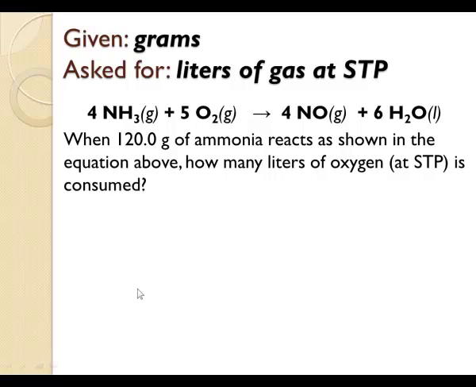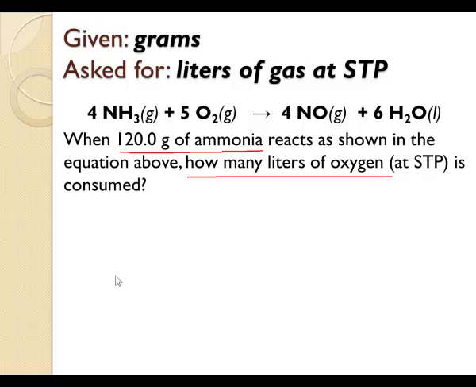I could have calculated something wrong here the other day, but I think I got all the numbers right. Next one, grams to liters. Look at the words, and again, look for key words to identify what's the given and what is the desired substance. What are they asking for? This one says when 120 grams of ammonia reacts. So we have 120 grams of a substance given. That is the stuff that we're going to start our calculation with, right? It reacts as shown in the equation above. How many liters of oxygen?